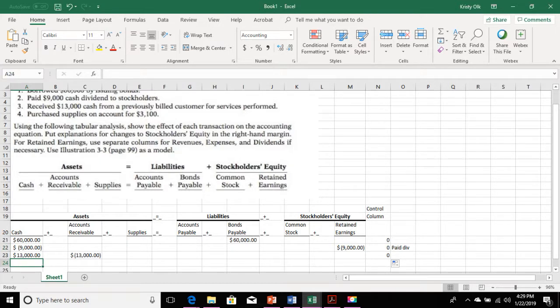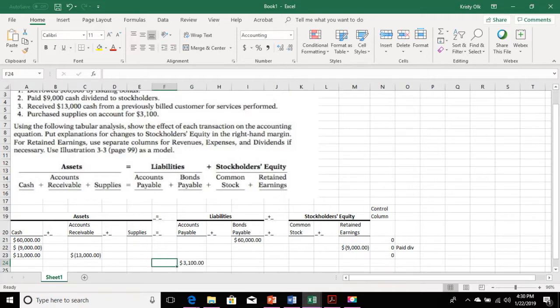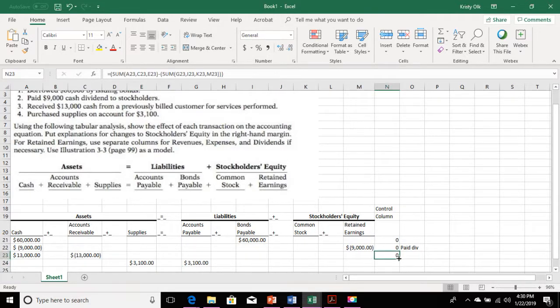Now, number 4 talks about the purchase of supplies on account for $3,100. So remember, when you hear on account, you're going to think either accounts receivable or accounts payable. Now, because it is something that we received and we owe money on, that's an accounts payable. If we billed someone and they owe us money, that's an accounts receivable. So we have the on account. So we've increased our obligations by $3,100 in the purchase of $3,100 worth of supplies.